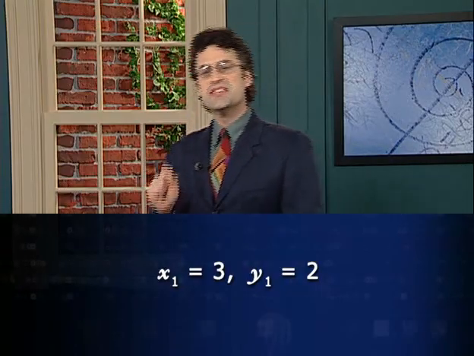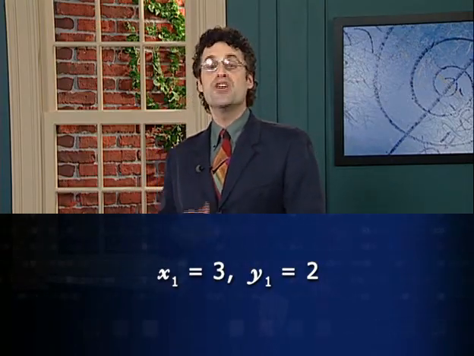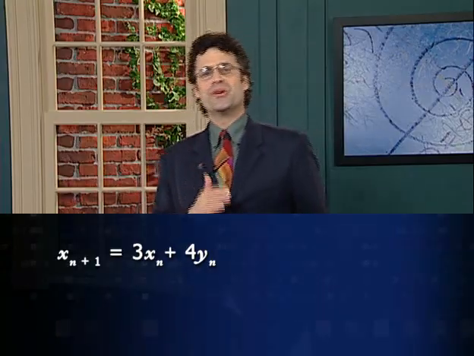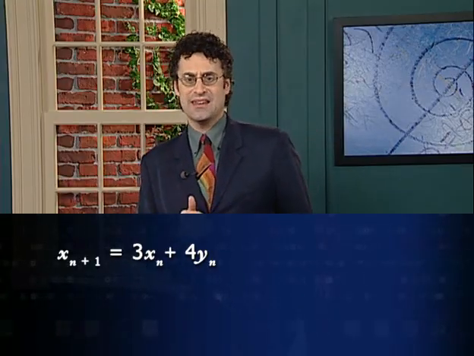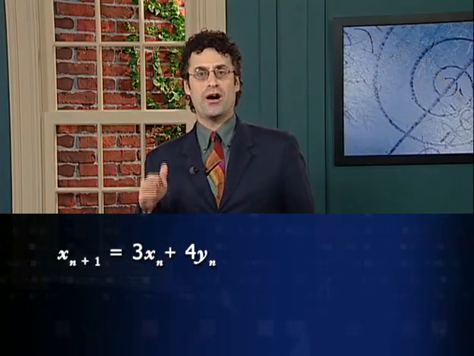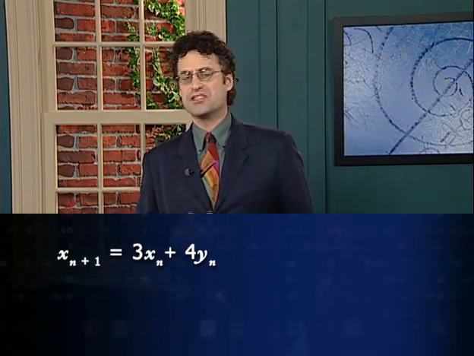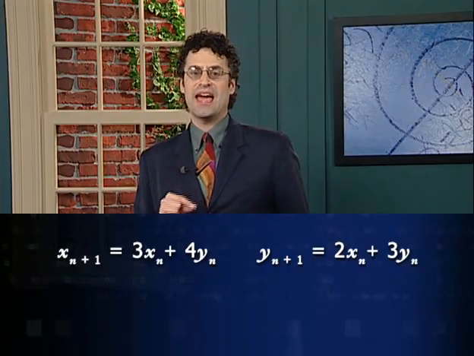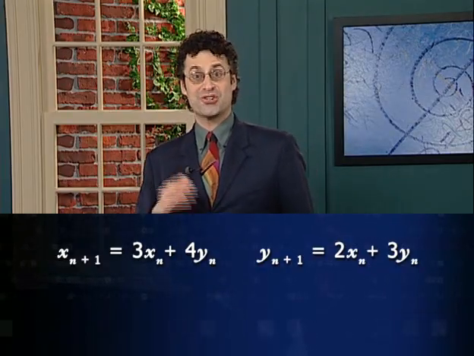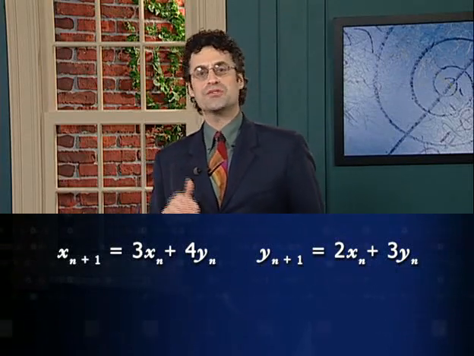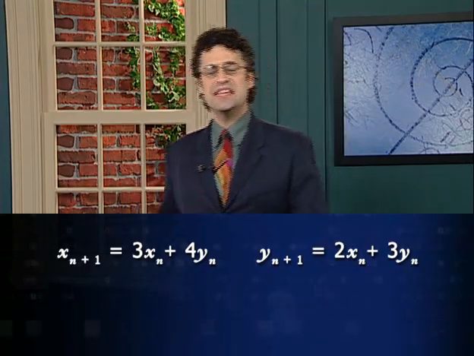We'll now use this solution to recursively define future solutions. For any natural number n, we define x n plus 1, which means the n plus first solution, to be equal to 3 times the previous x, or 3 times xn, plus 4 times the previous y, 4 times yn. And we define the n plus first y solution, which I'll write as yn plus 1, as 2 times the previous x solution, or 2 times xn, plus 3 times the previous y solution, or 3 times yn. Notice that these are indeed recursive formulas.